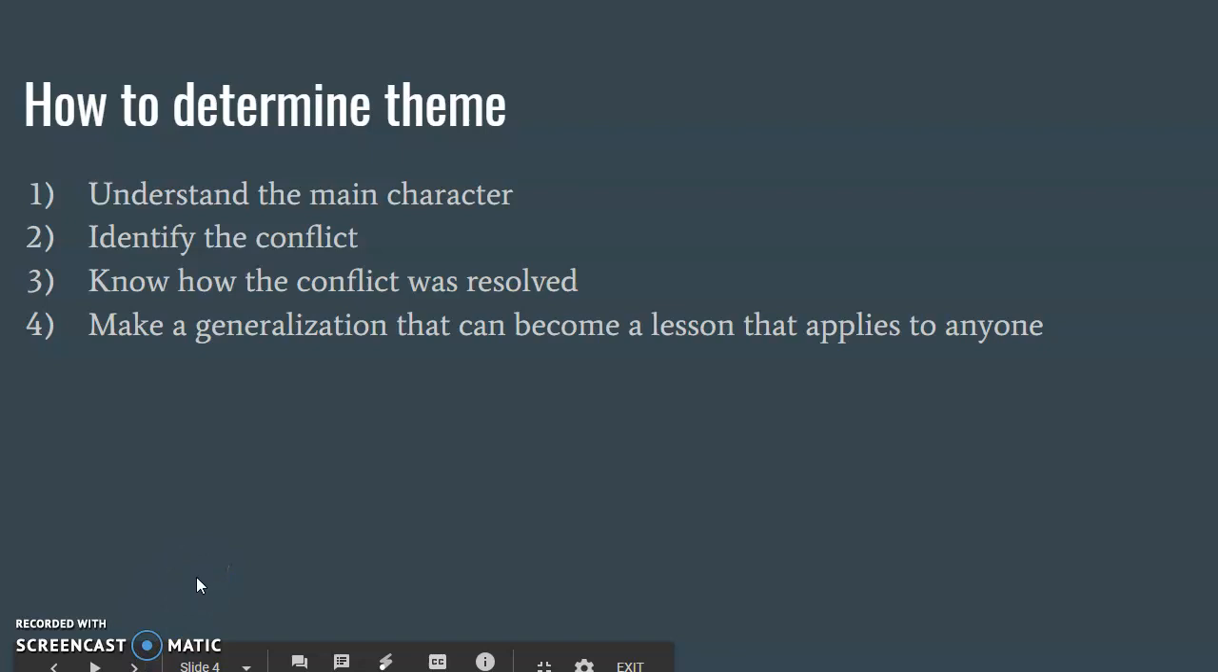So the way we are going to determine theme is we're going to look at 4 different things. First, we're going to try to understand our main character, see what it is that they are dealing with. And that goes into now looking at the conflict of the story. Then you need to know how that conflict is resolved so that we can figure out what it is that the author wanted us to learn during that process. And then you're going to make a generalization, so just a statement that can be applied to anybody. And that's a really important thing you need to know about theme, is that this needs to be something that can be applied to anybody, anywhere, not just the characters in that story. And so it should also not include character names.